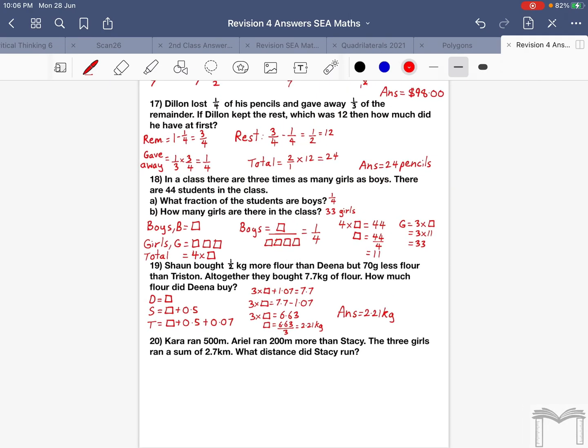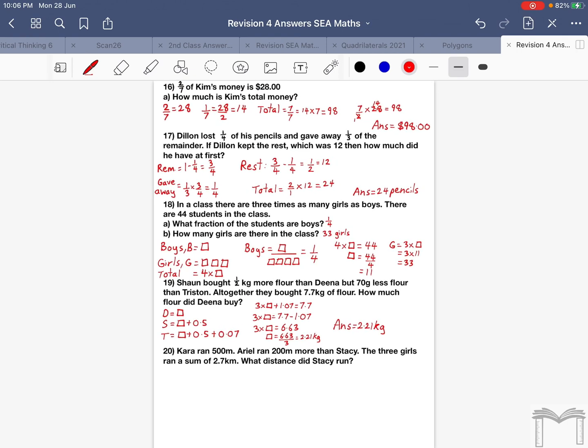Last question on this page. Number 20. Cara ran 500 meters. Ariel ran 200 meters more than Stacy. The 3 girls ran a sum of 2.7 kilometers. What distance did Stacy run?